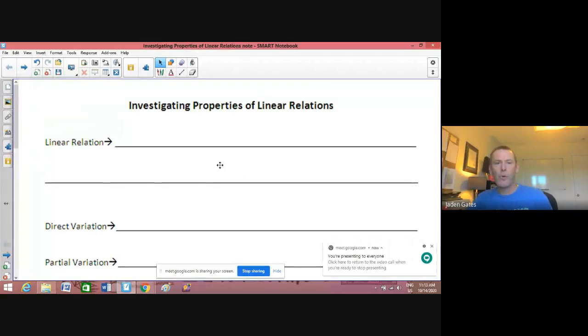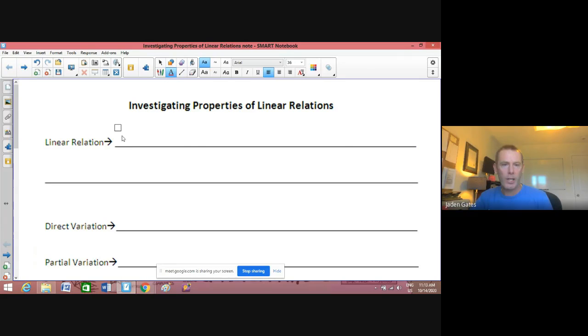Right, so this is one of the most important lessons, I think, in grade 9, and that's piecing everything together when it comes to linear relations. And first of all, we're going to define what a linear relation is.